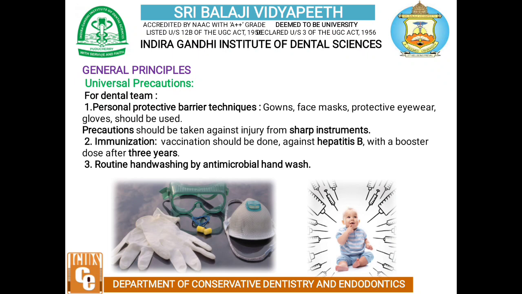General principles for universal precautions for dental team. Number 1. Personal protective barrier techniques like gowns, face masks, protective eyewear, gloves should be used. Precautions should be taken against injury from sharp instruments. Number 2. Immunization. Vaccination should be done against hepatitis B virus with a booster dose after every 3 years. Number 3. Routine hand washing by antimicrobial hand wash.